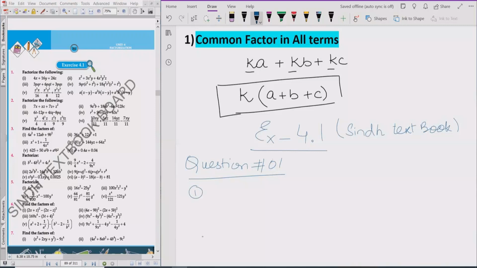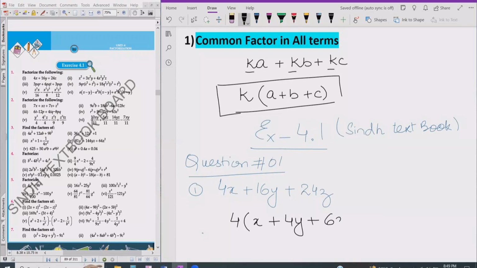Question number 1 is 4x plus 16y plus 24z. So here you can see the common factor is 4 in all terms. So we can take 4 common, and now we get 4 times x plus 4y plus 6z. So this is the answer of this question.